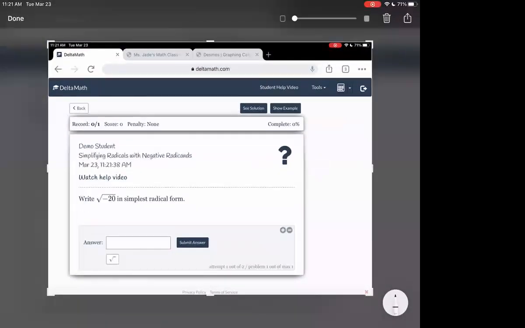So we're going to write negative square root of 20 in simplest radical form. I think before we get started, I should have read through some of the notes with you. It's okay, I'll just explain it here in empty space.